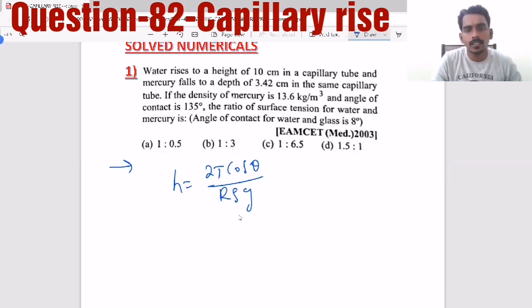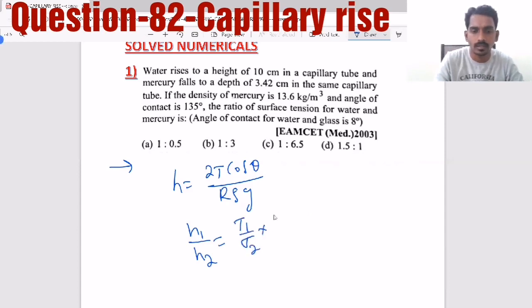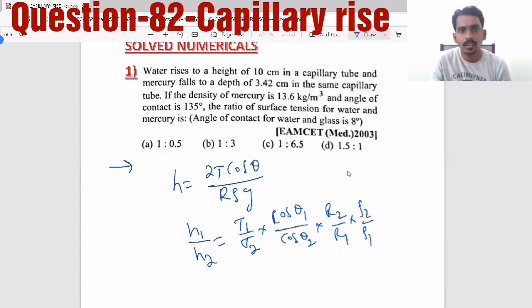Now, angle of contact, see, one is water and another one is mercury. Now here we take it like h1 by h2 equals T1 by T2 times cos theta 1 by cos theta 2 times r2 by r1, rho 2 by rho 1. g will get cancelled.